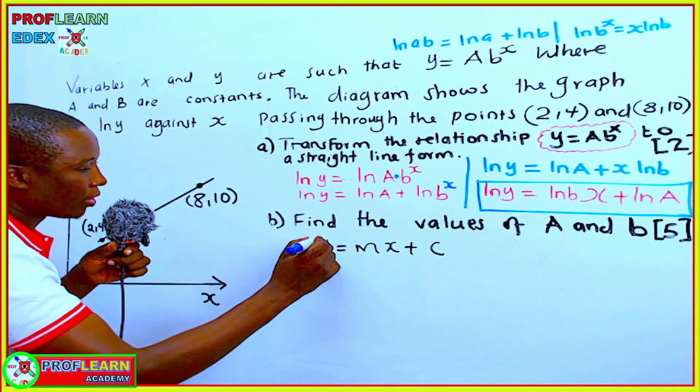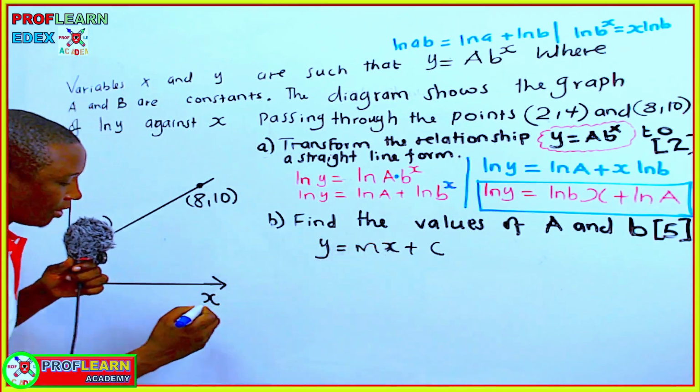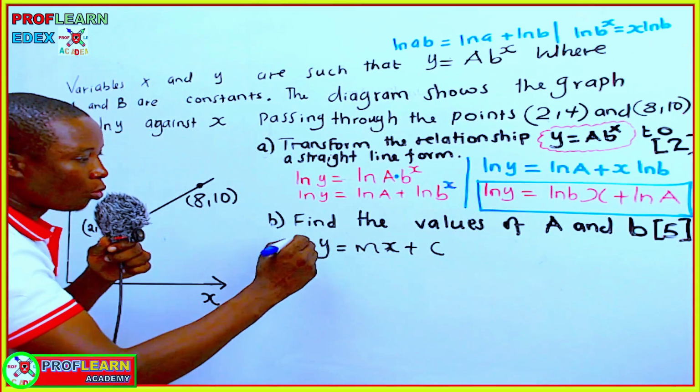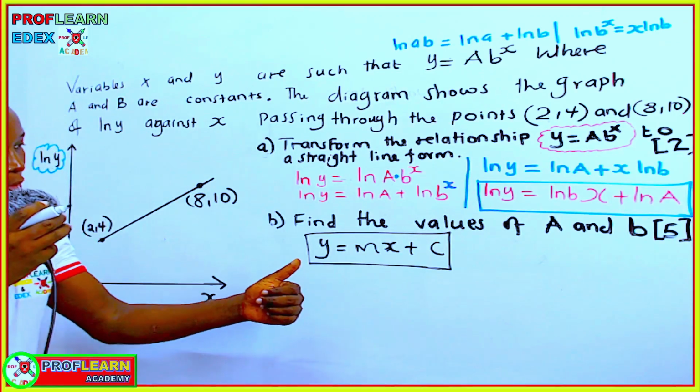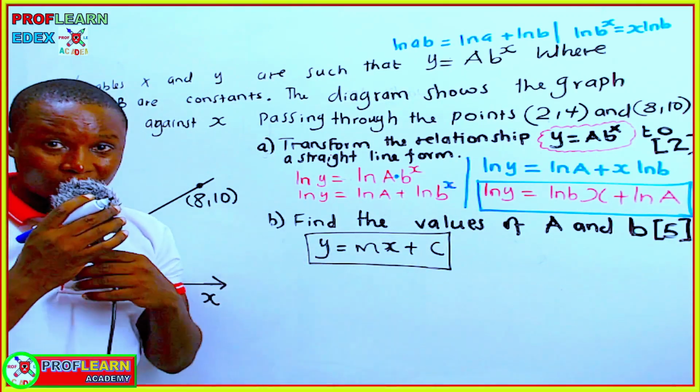So this is actually representing ln of y, and this x that we are having is representing this x that we are having at this point. But we are going to work with this equation the way it is so that we can find the value of m and the value of c first.